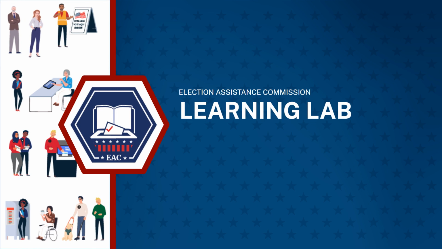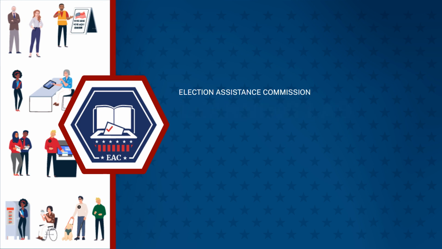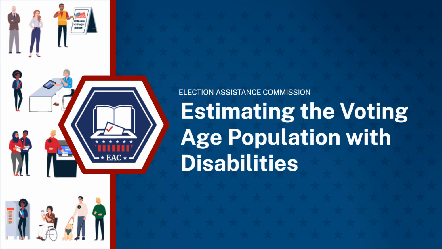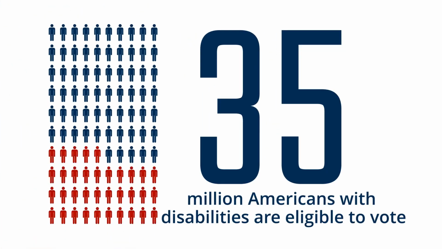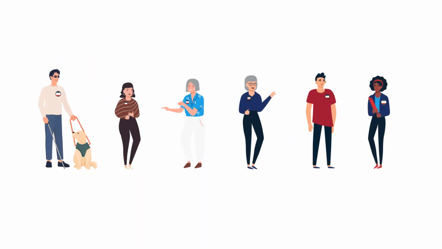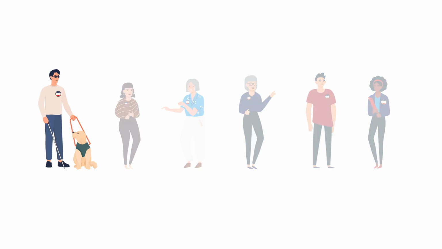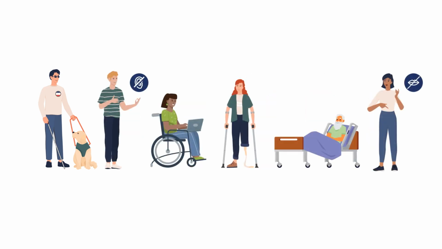Welcome to the Election Assistance Commission's how-to video on estimating the voting age population with disabilities. More than 35 million Americans with disabilities are eligible to vote in the United States. That's about 1 in 6 of all eligible voters and includes people with a broad range of disabilities.